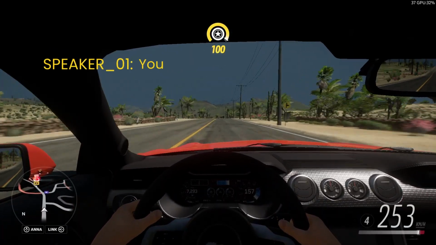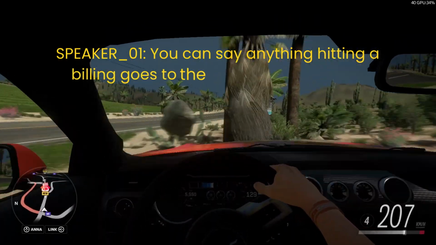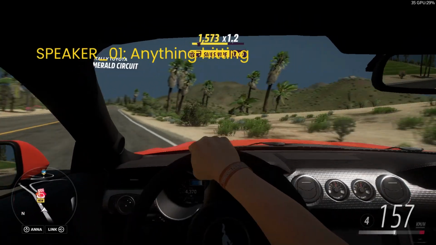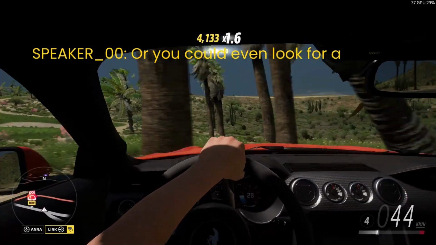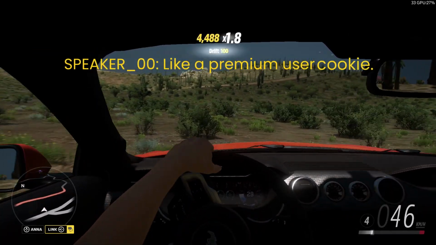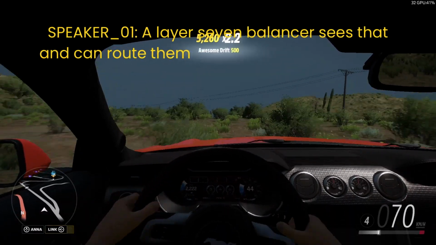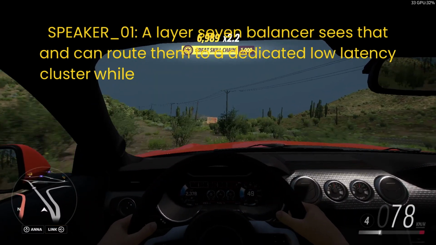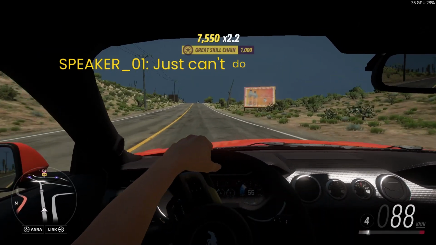Totally. You can separate traffic by intent. You can say anything hitting billing goes to the high security cluster. Anything hitting images goes to the cheap storage buckets. Or you could even look for a specific cookie, right? Like a premium user cookie. Exactly. A layer 7 balancer sees that and can route them to a dedicated low latency cluster, while all the free users go to the general pool. You just can't do that at layer 4.